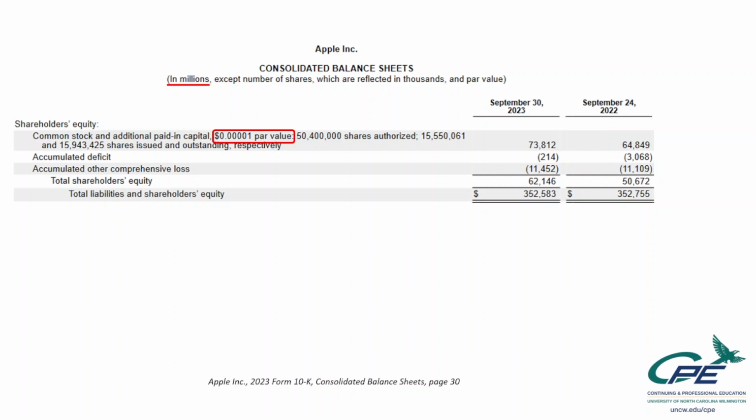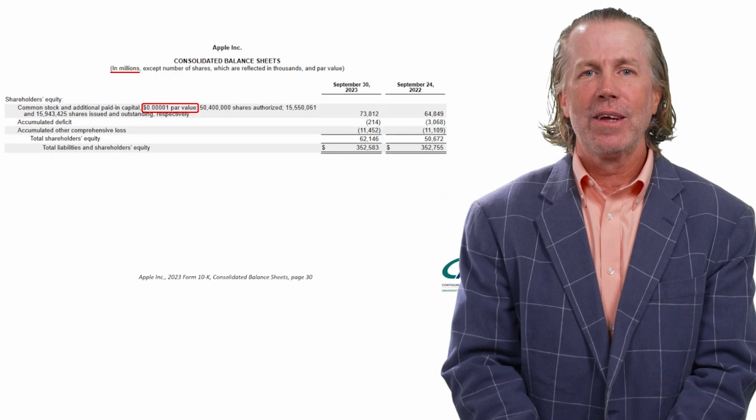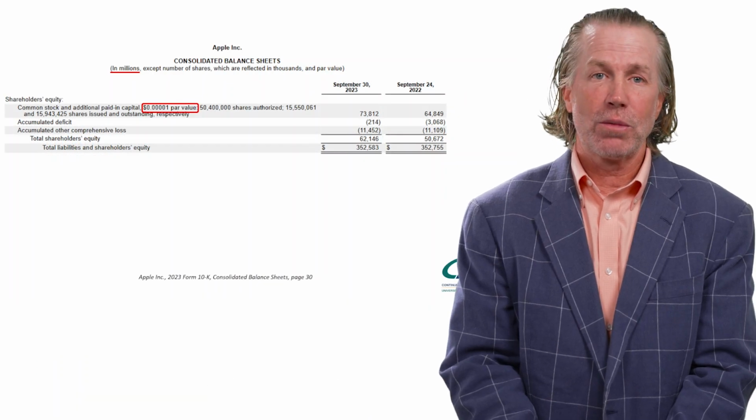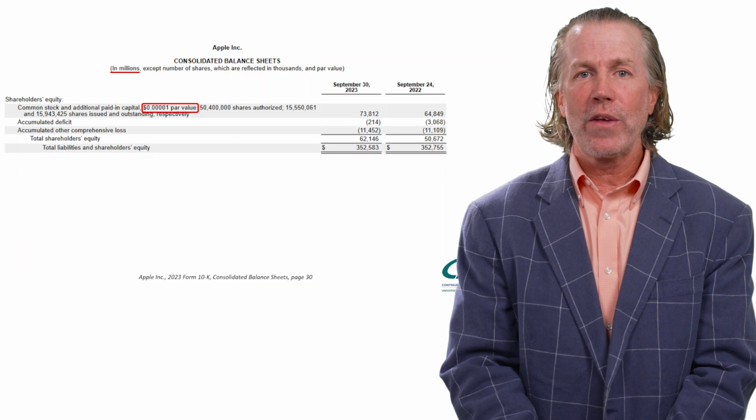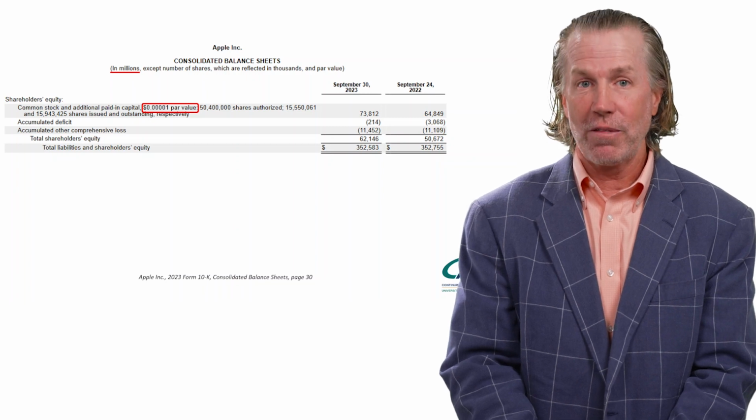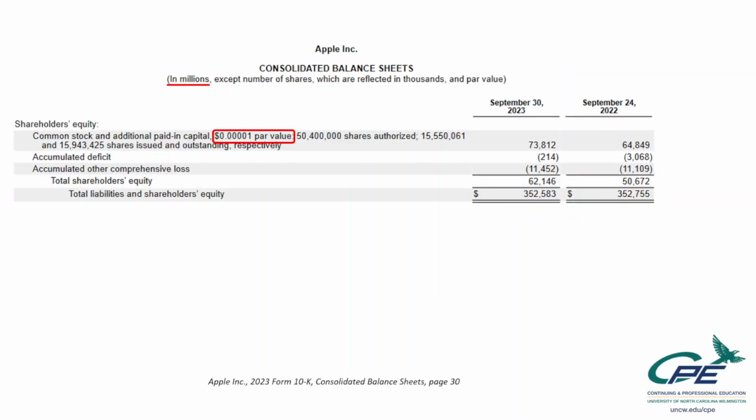Apple has set the par value for their stock at an absurdly low amount, 1/1000th of 1 penny per share. They sell their stock for as much as the market will pay and just record the amount of the proceeds above the par value, which is pretty much all of the proceeds for Apple, as APIC. Apple is authorized to issue just over 50 billion shares. As of the end of 2023, though, they had 15.6 billion shares issued and outstanding.